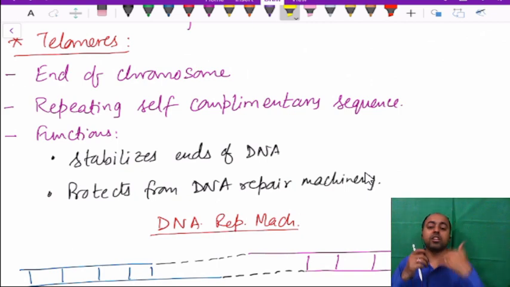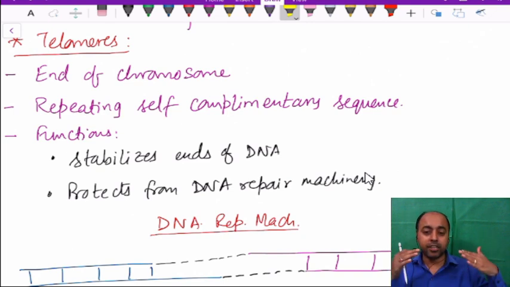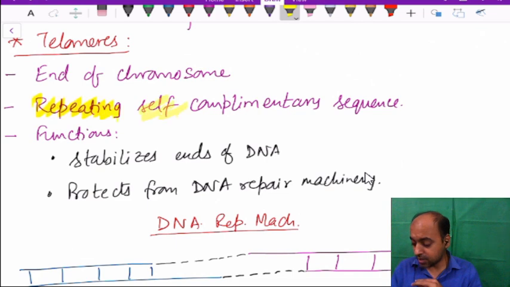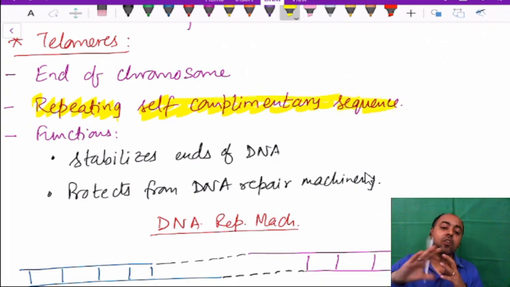We'll see later when the replication occurs, the telomere is deleted. Once all the telomere is deleted, there will be a tendency for the two ends of DNA to join under the influence of DNA repair machinery, and the cell will undergo apoptosis. That is why once the telomeres are completely exhausted, the cell undergoes apoptosis. Okay, so this is telomere. Make extra note of the sequence. It is a repeating self complementary sequence which allows for the binding of the folded segment.